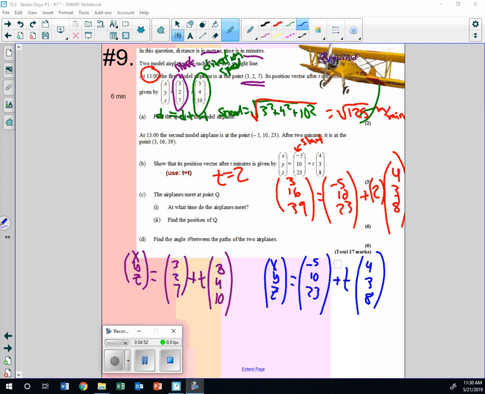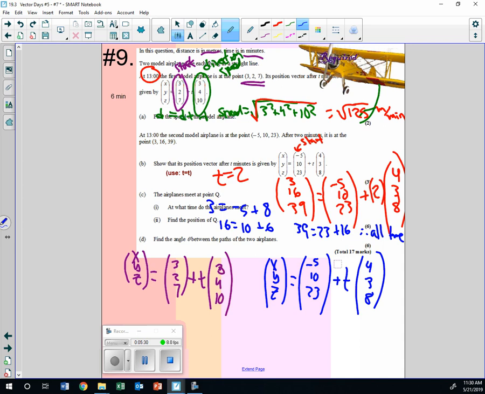Did it work? Is 3 equal to negative 5 plus 2 times 4, which is 8? Does that work? Yep. Is 16 equal to 10 plus 6? Oh yeah. And then of course 39. 39 is equal to 23 plus 16. And that's true. All true. So that it works.